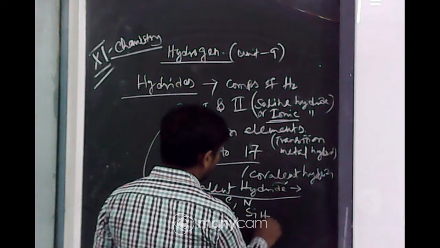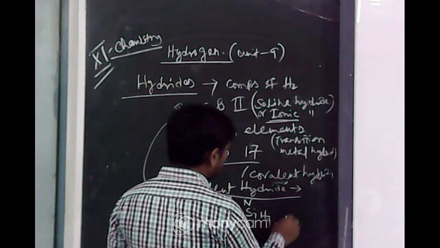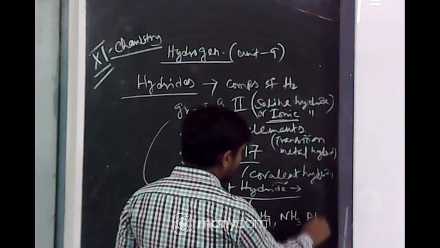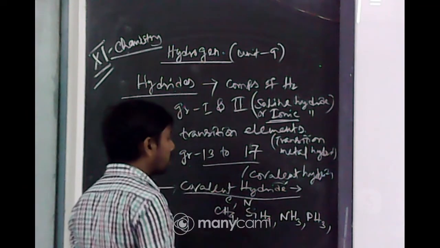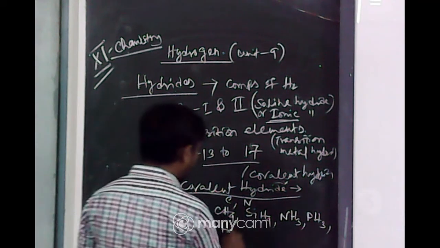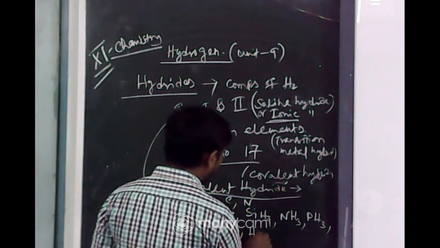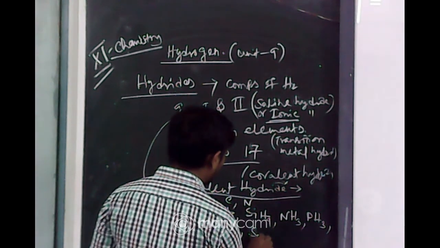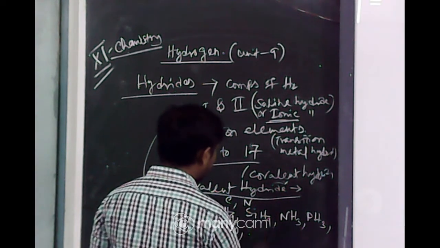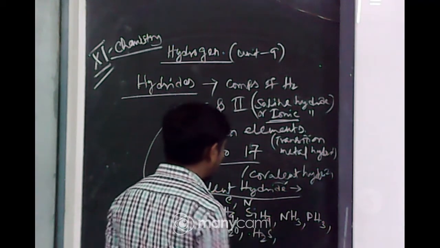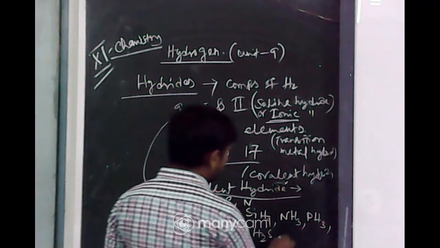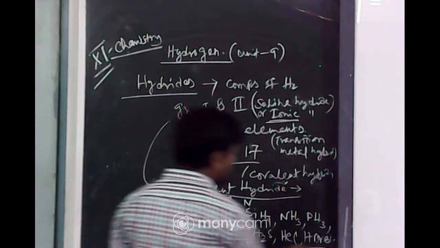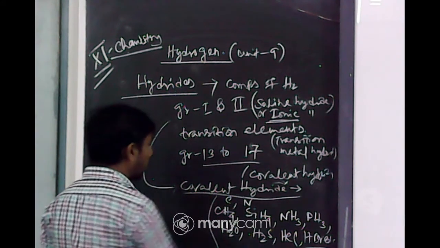Silicon, nitrogen forms NH3, PH3, oxygen forms H2O, H2S. This is from group 16, and group 17 gives HCl, HBr, etc. Now all of these are formed by covalent bond formation.